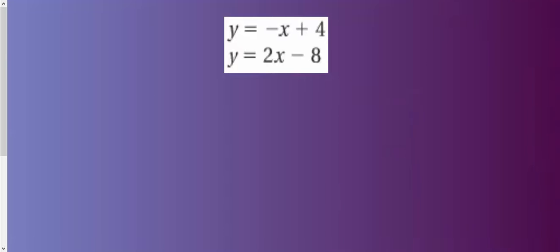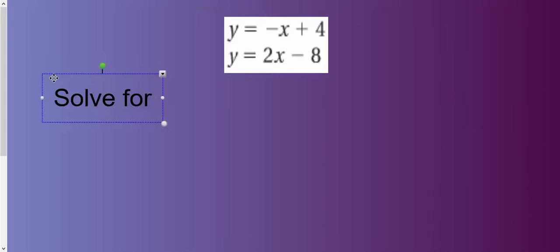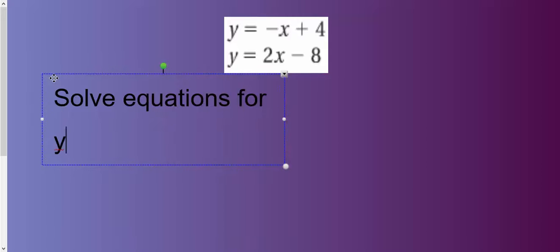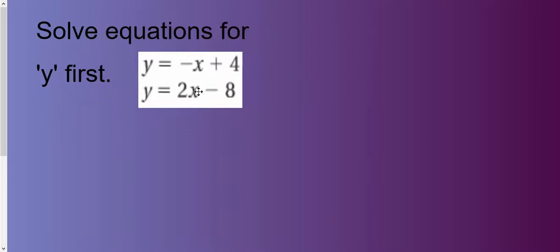All right, so here's my system. Now these are already solved for y. If they're not solved for y, we want to solve the equations for y first. In this case, they already are. So I just want to do a very basic example for you today.